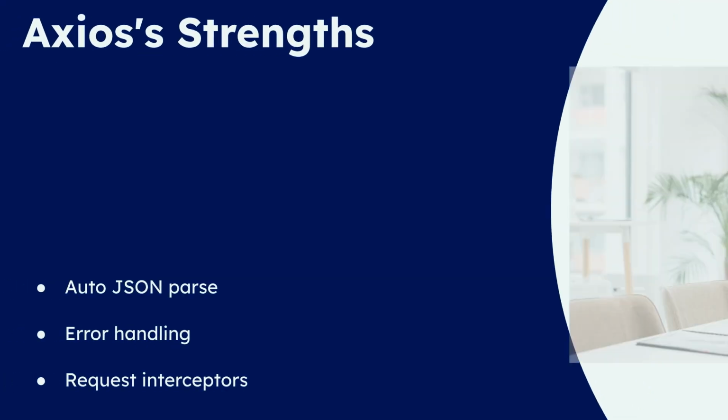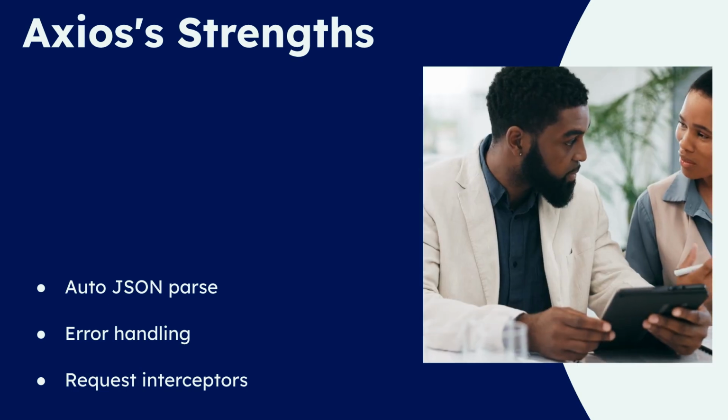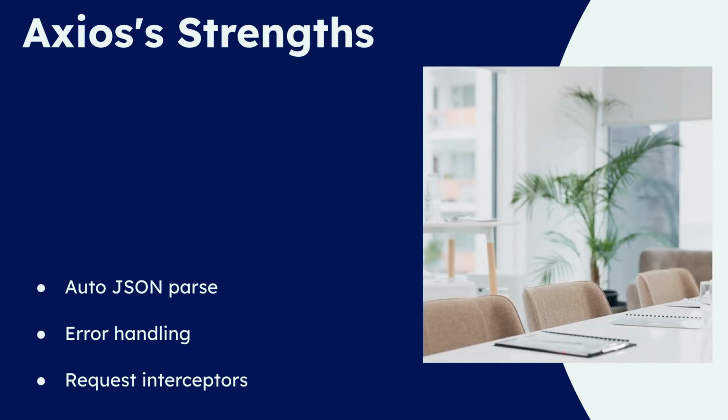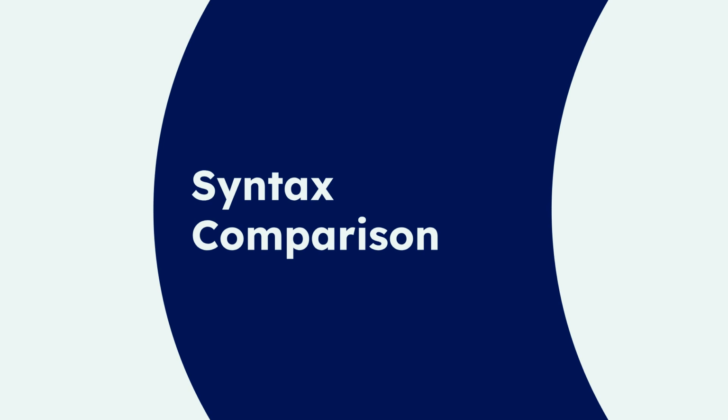Before we proceed, let's appreciate what Axios provides right out of the box: automatic JSON parsing, superior error handling for status codes, and built-in interceptors. Let's compare the basic syntax and structure of making a simple GET request using both libraries.